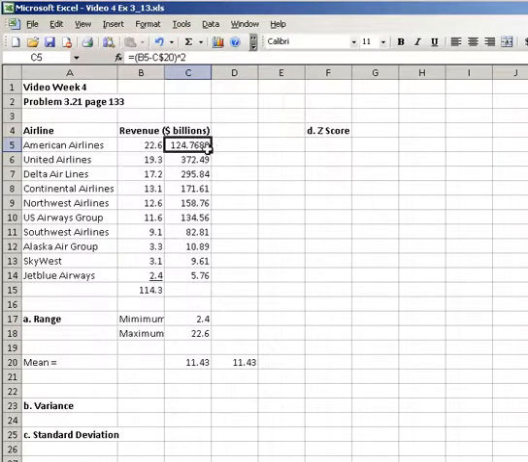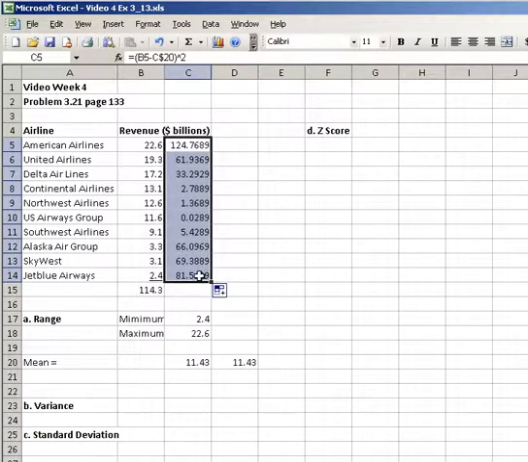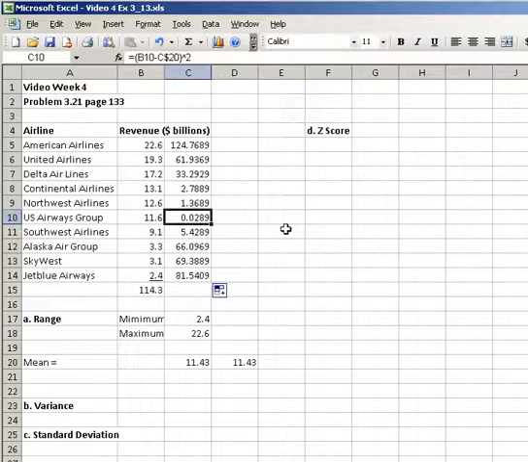And then when I drag down and look at good old JetBlue, the difference now is B14 minus C20, which is what I want, 2.4 minus 11.3. That's about 9, and 9 squared is 81. So you can see it's taken a negative 9 and made it into a positive 81. So JetBlue's squared deviation from the mean is 81, whereas American Airlines is 124. They're being treated on an equal basis, even though one is greater and the other is less. You notice that U.S. Airways is almost right on the mean. They're very average.